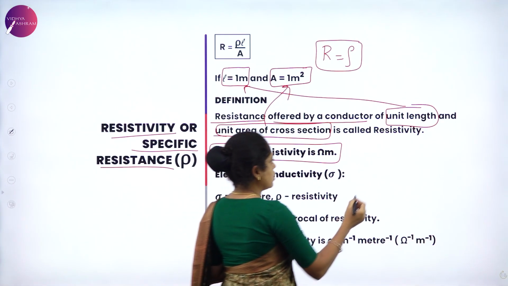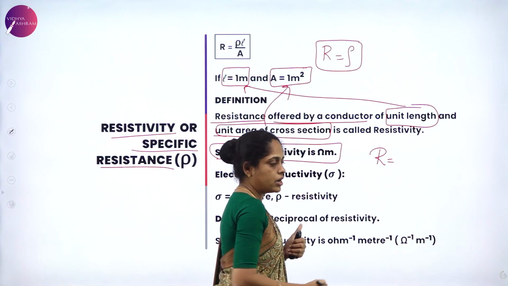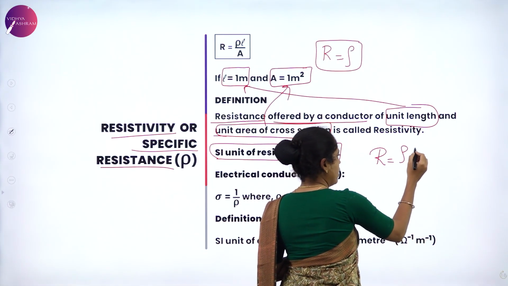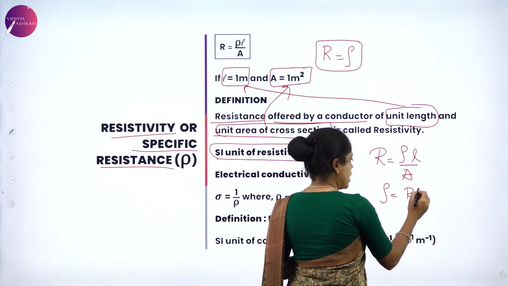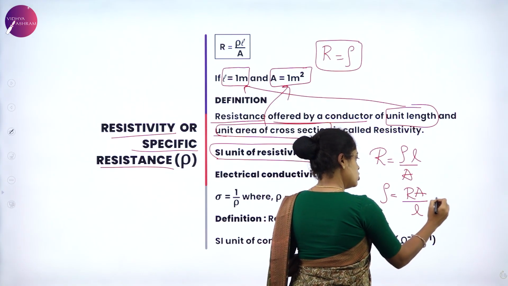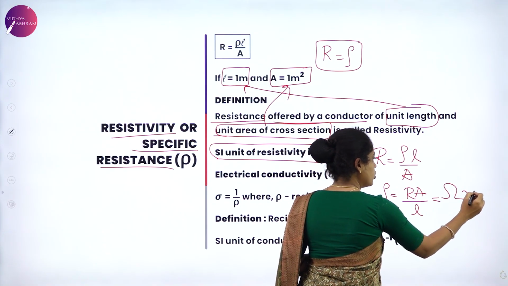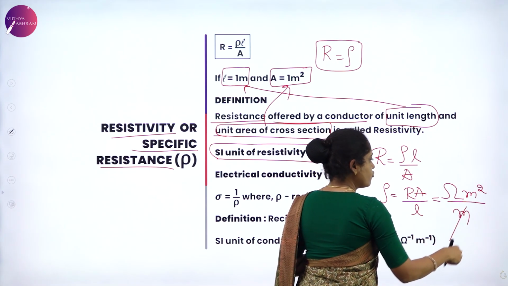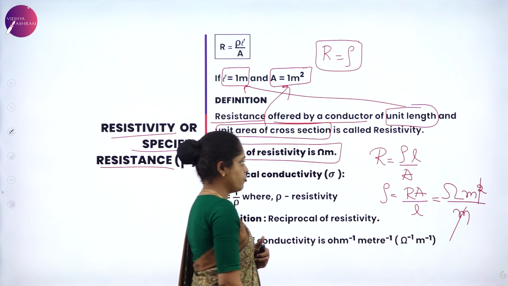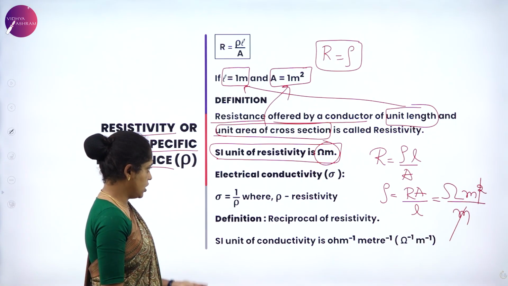Consider the formula R is equal to rho L by A, in which rho is equal to RA by L. What is the unit of resistance? It is ohm. Area unit is meter square and the unit of length is m. One of the meter gets cancelled. Therefore, the unit of resistivity is ohm meter.